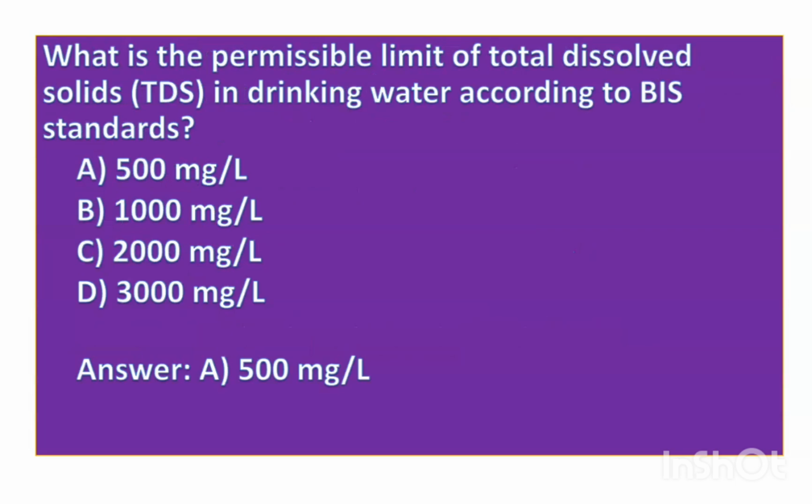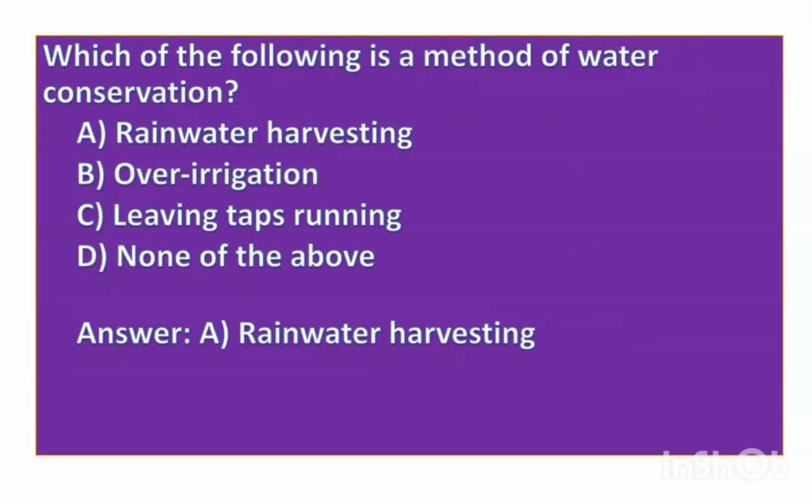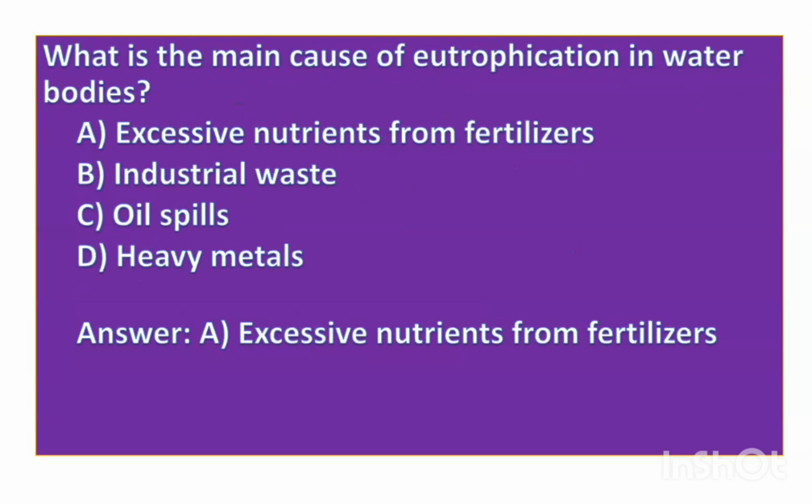What is the permissible limit of total dissolved solids, that is TDS, in drinking water according to BIS standards? Options: 500 milligrams per liter, 1000 milligrams per liter, 2000 milligrams per liter, or 3000 milligrams per liter. Answer is 500 milligrams per liter. Which of the following is a method of water conservation? Options: rainwater harvesting, over irrigation, leaving taps running, none of the above. Answer: rainwater harvesting.